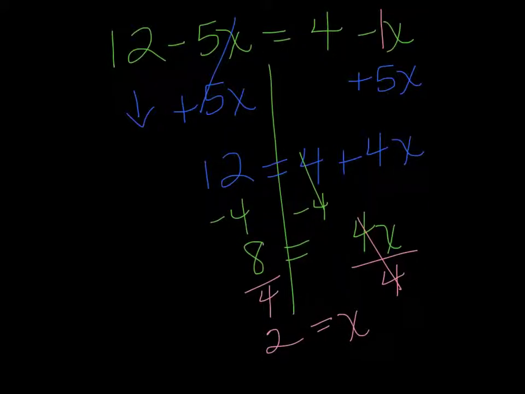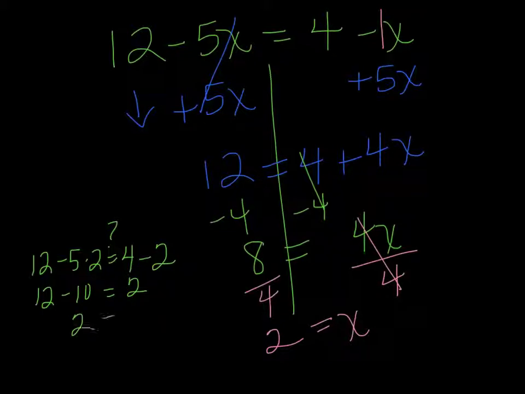Again, let's go ahead and put 2 in for that x and for that x. So 12 minus 5 times 2, is it equal to 4 minus x, so it's going to be 4 minus 2? 12 minus 10 is equal to 2, and 2 is equal to 2. We are good to go.